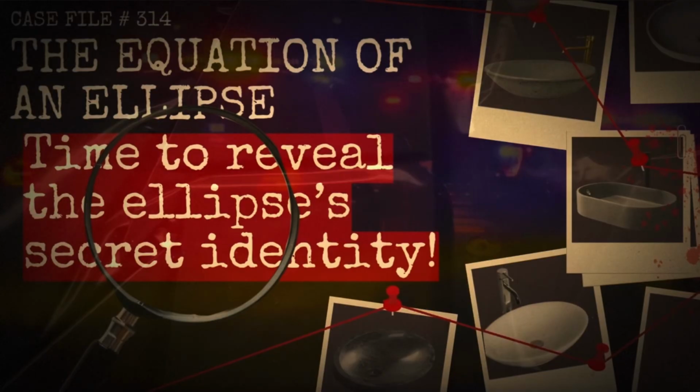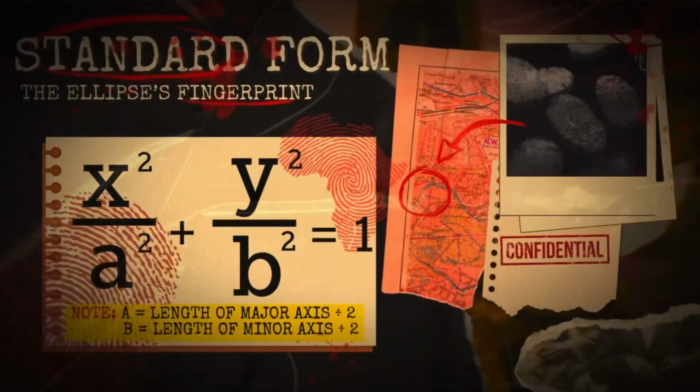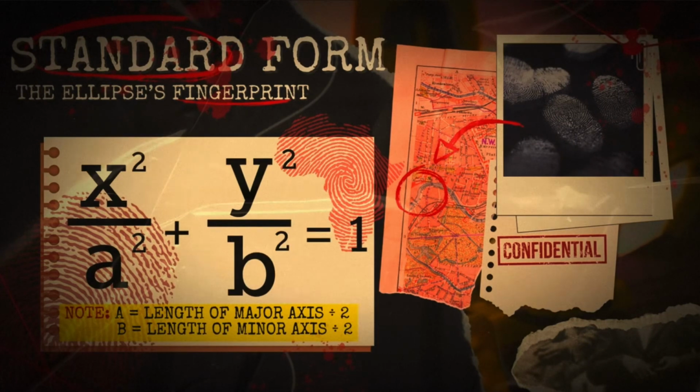To solve this mystery, we need to bring out the big guns. The equation of an ellipse. Every ellipse has a unique fingerprint, its equation in standard form. Let's reveal the ellipse's secret identity. The standard form of an ellipse looks like this: x squared over a squared plus y squared over b squared is equal to 1.